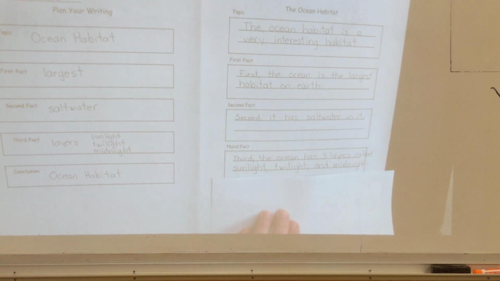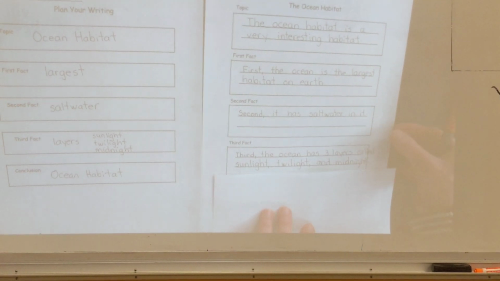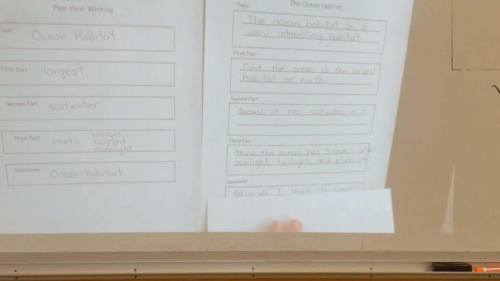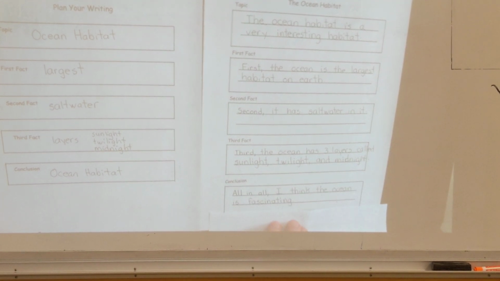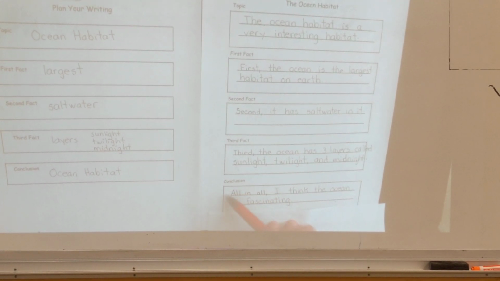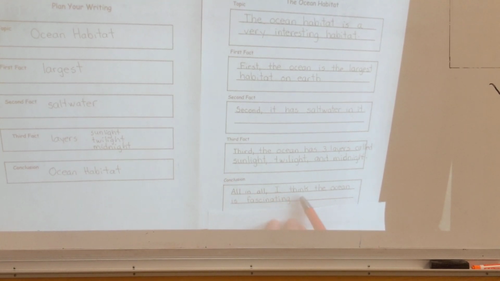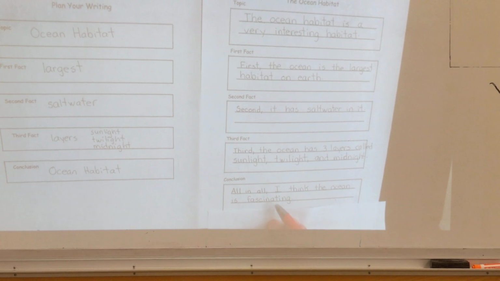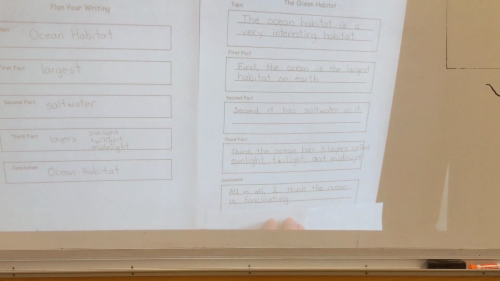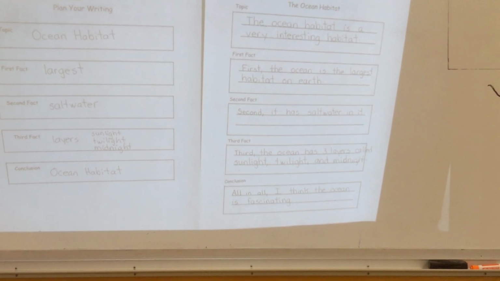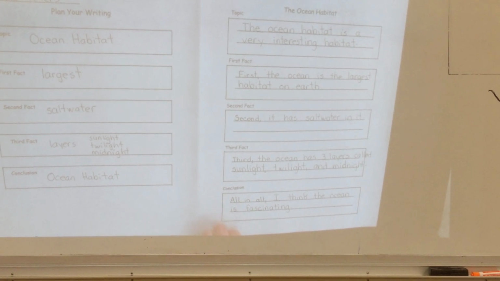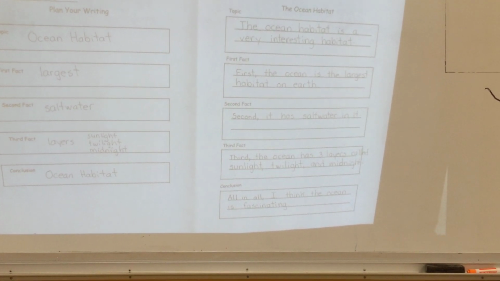Let's see how I'm going to say kind of the same thing, but with different words. Oh, I remembered my conclusion transition words. All in all, I think the ocean is fascinating. So, that is my paragraph about the ocean habitat.